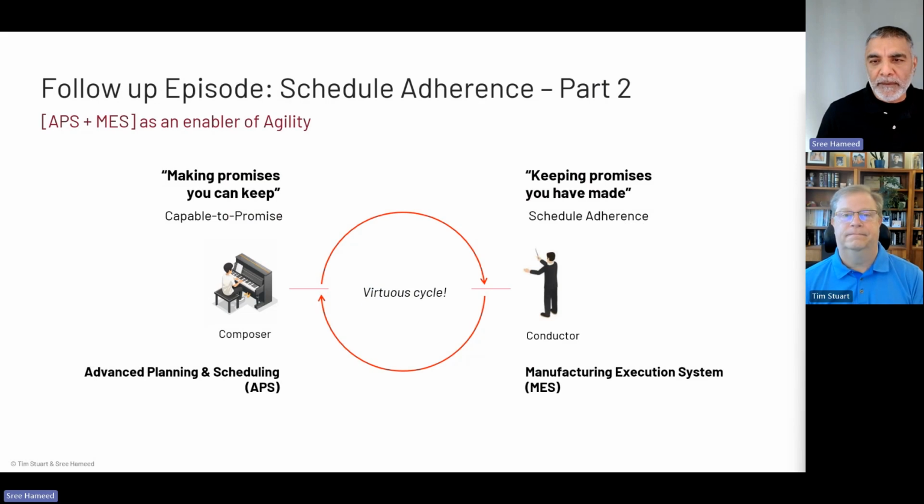So before we wrap up, I want to mention that in a future episode, we'll do a follow-up session on solution design, specifically focusing on how advanced planning and scheduling and MES, manufacturing execution systems, work together to enable the concept of making promises and keeping promises. We'll use an interesting music analogy to convey this idea that advanced planning and scheduling is equivalent to the composer of the feasible schedule, and the MES system plays the role of the conductor that enforces that schedule on the plant floor. So stay tuned for that.